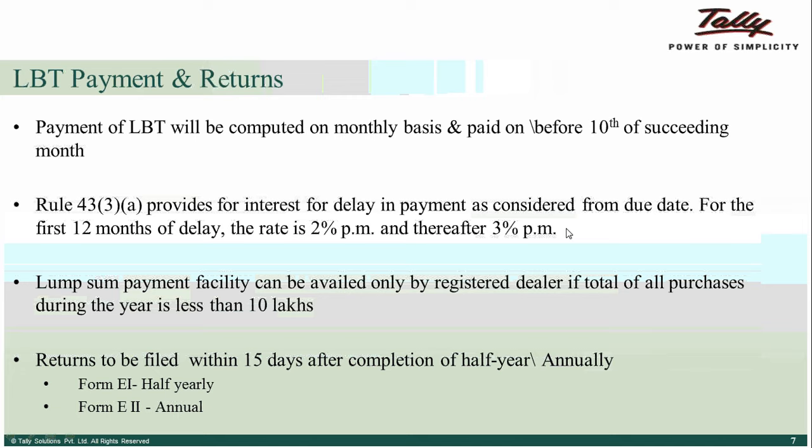Next, coming to interest or any other kind of penalty payment, Rule 43(3)(a) of the LBT Act provides the provisions for interest payment. Interest is charged basically when there is a delay in LBT payment. So, if there is a delay in the first 12 months, a rate of 2% interest will be charged on it. If there is a delay after 12 months also, it will be 3% per month.